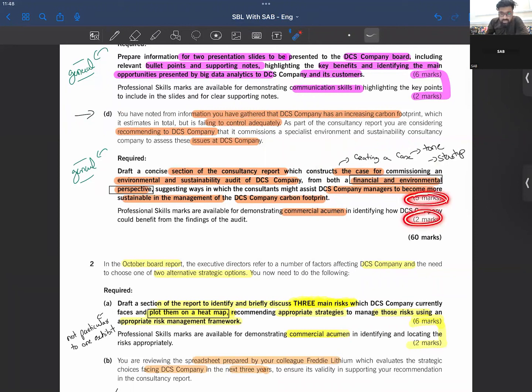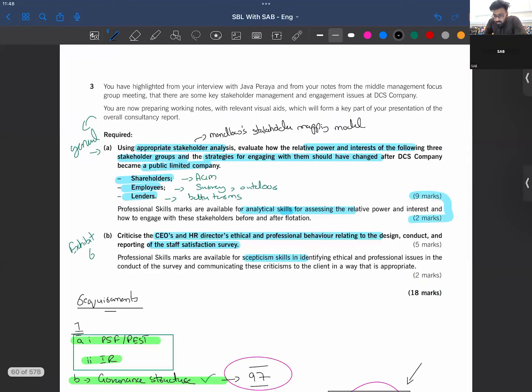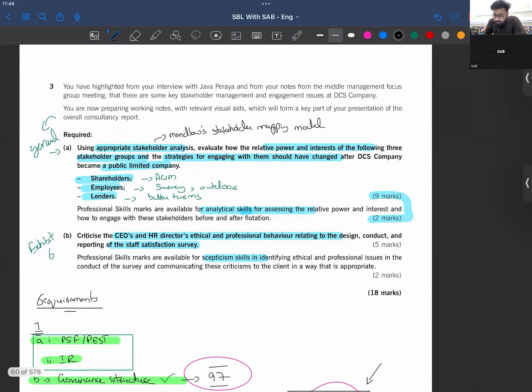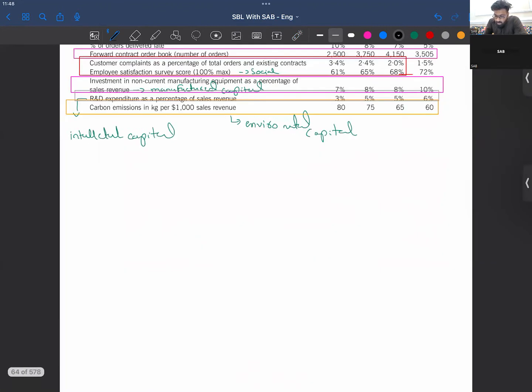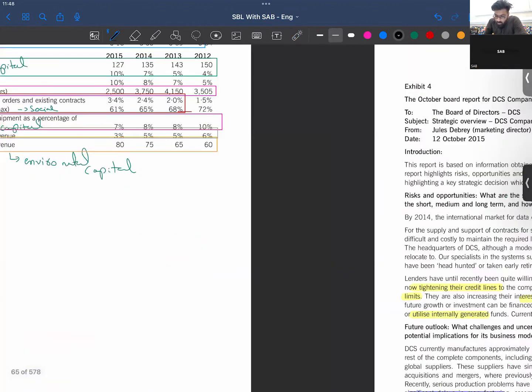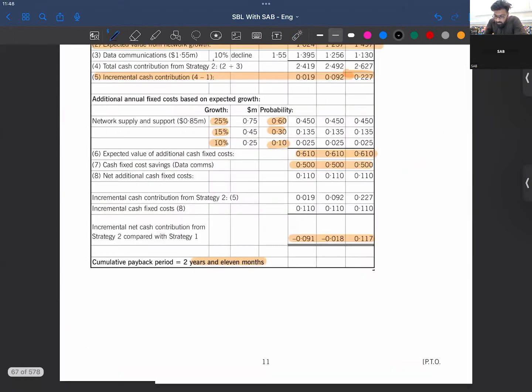Now we have 7 marks. Is there any particular theory to this? I won't say that there is any theory particularly to this requirement. Yeah, there are several different parts which I want to let you know so that you can refer to those parts before attempting this question.